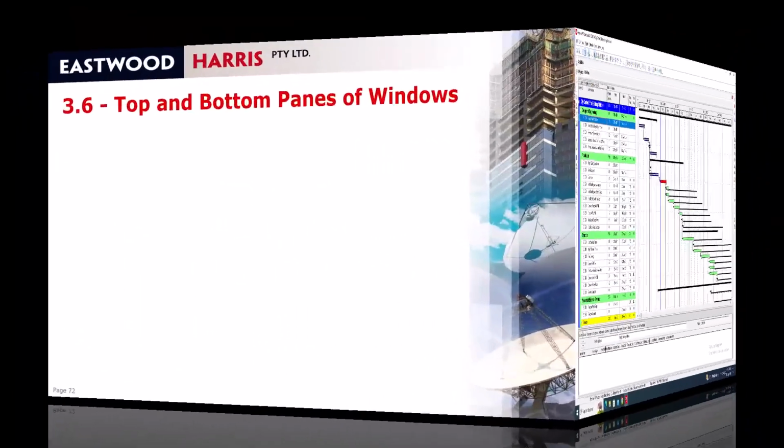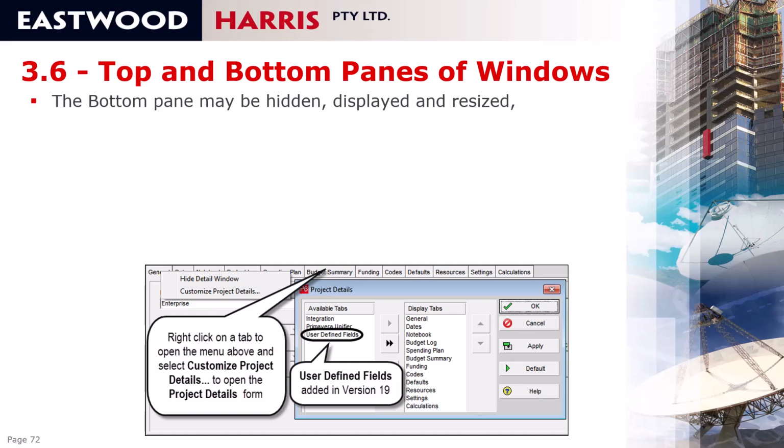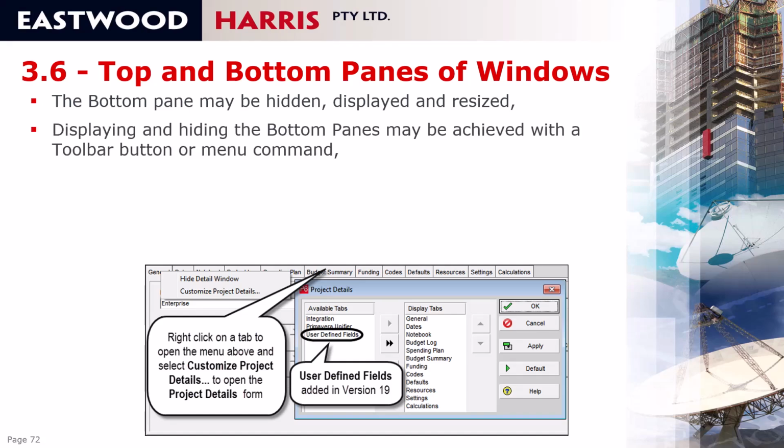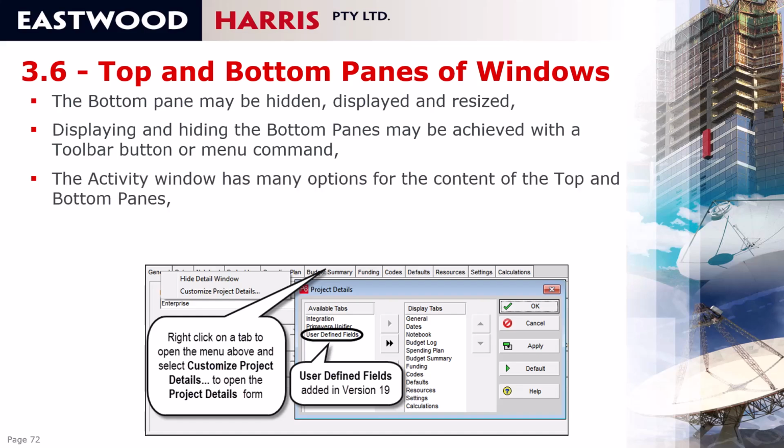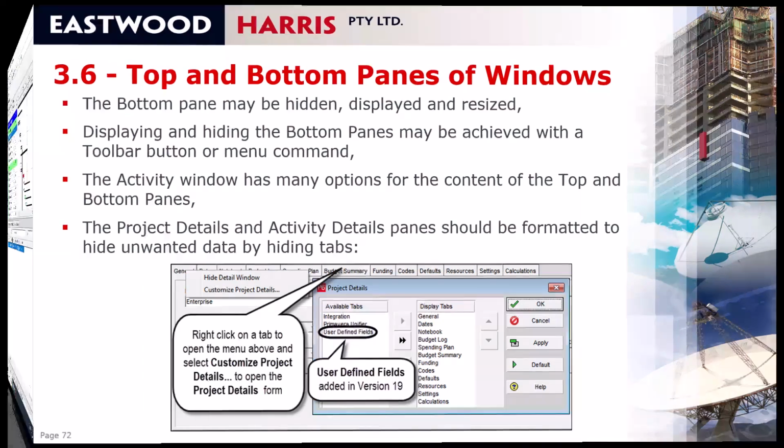So in the first workshop, you'll import and assign the primavera.com.au layout and use that for the rest of the workshops. So I'd like to talk about the top and bottom panes of Windows. The bottom pane may be hidden and displayed and resized, and displaying and hiding the bottom pane may be achieved with the toolbar menu command, and the activity window has many options for the content of the top and bottom panes. The project details and activity details panes should be formatted to hide unwanted data by hiding tabs. Let's just have a look at that.